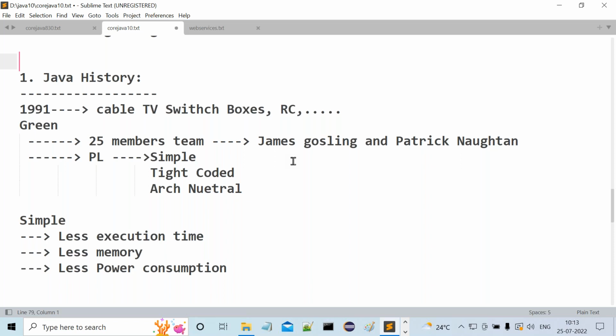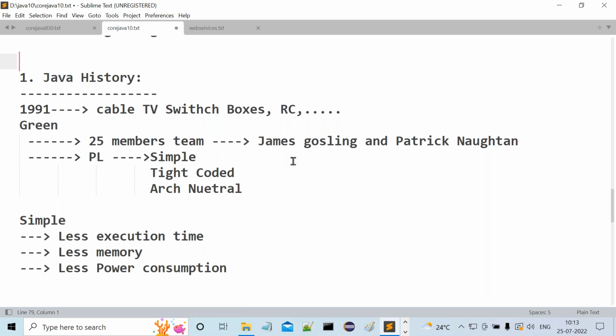In that Green project, how many members were gathered as a team? 25 members. These 25 members were led by two persons. Who are the two persons? James Gosling and Patrick Naughton. James Gosling is mainly the head of the team, the head lead.